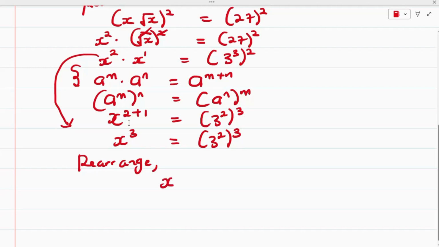So we have x raised to the power of 3 minus 3 raised to the power of 2 or raised to the power of 3, and this is equal to what? 0. So we have x raised to the power of 3 minus 3 raised to the power of 2 is 9, so we have 9 raised to the power of 3, which is equal to 0.